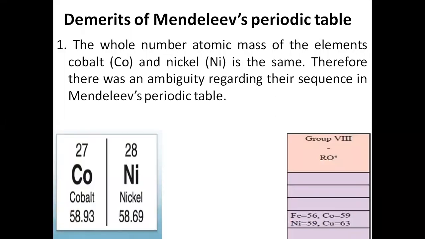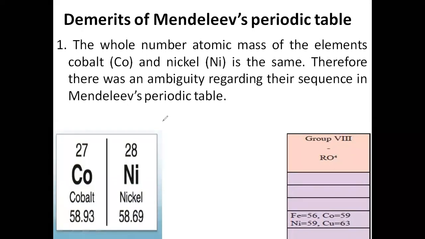Our topic today is the demerits of Mendeleev's periodic table. There were four demerits in Mendeleev's periodic table. Let's start with the first. Before starting with the first, as we know, Mendeleev arranged all the elements in increasing order of their atomic mass numbers.